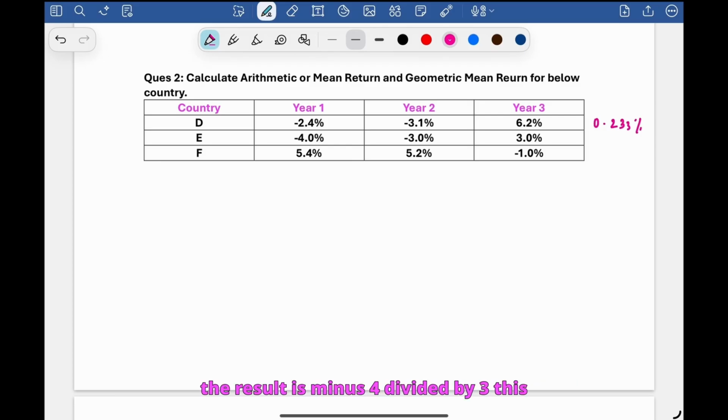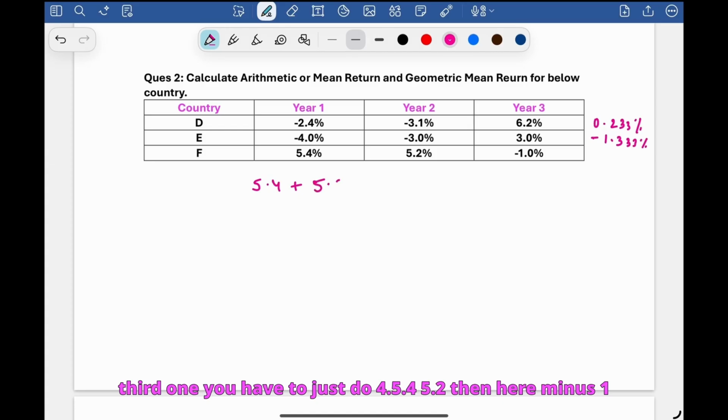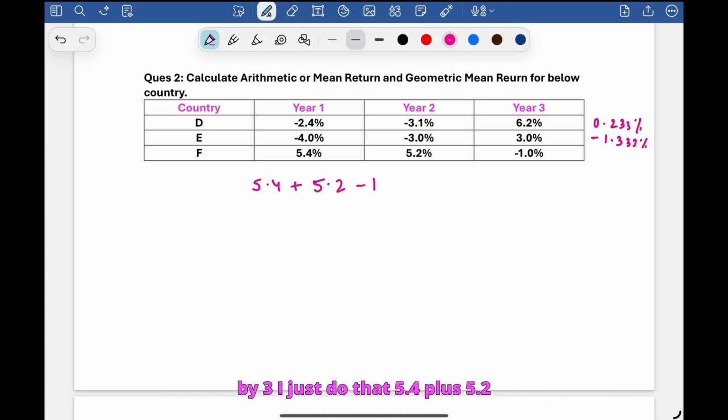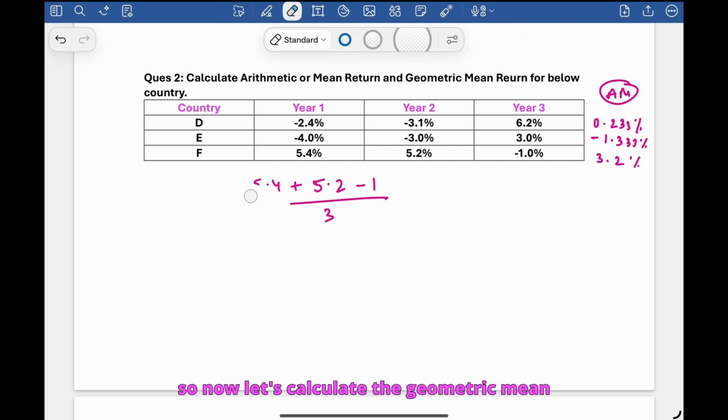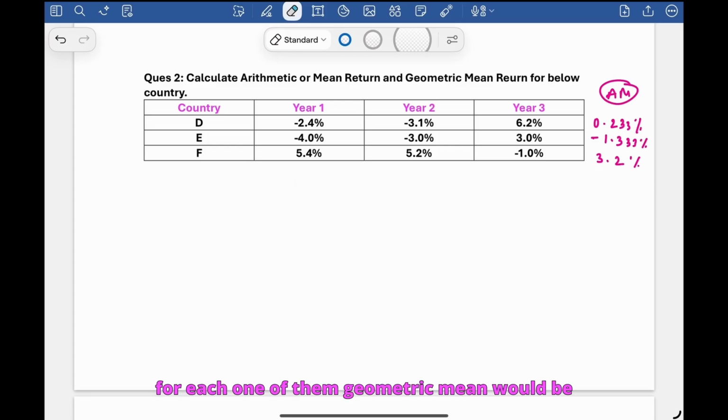Similarly for country E, minus 4, then minus 3, then plus 3. The result is minus 4 divided by 3, which comes to minus 1.333 percent. For the third one, you just do 5.4 plus 5.2 minus 1, divided by 3. This is coming out to be 3.2%. These are the arithmetic means. Now let's calculate the geometric mean for each one of them.